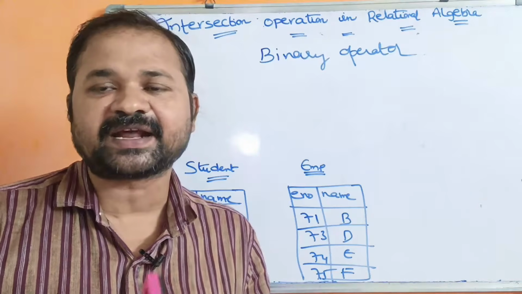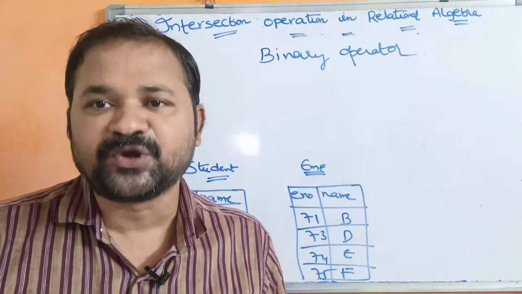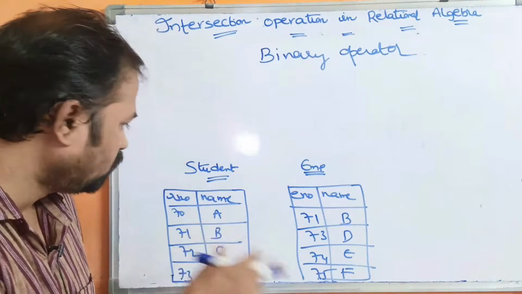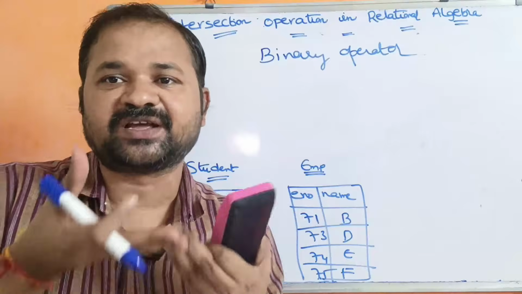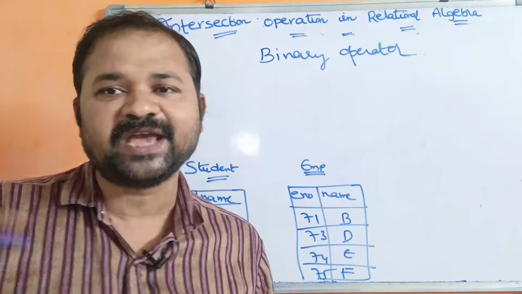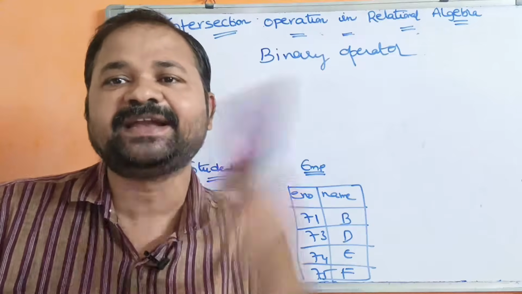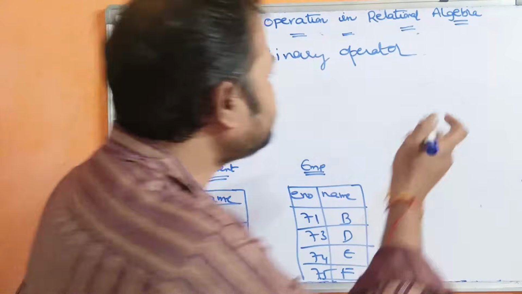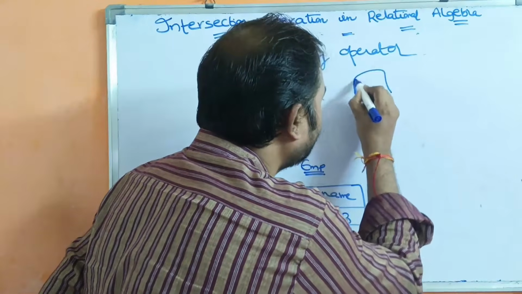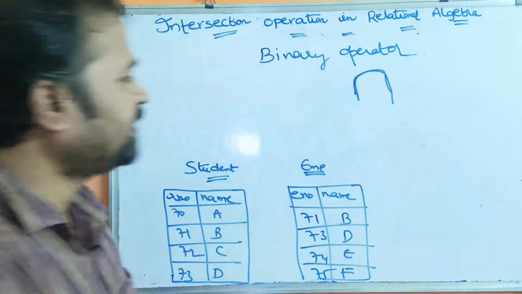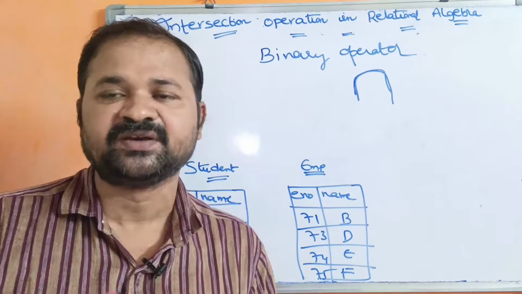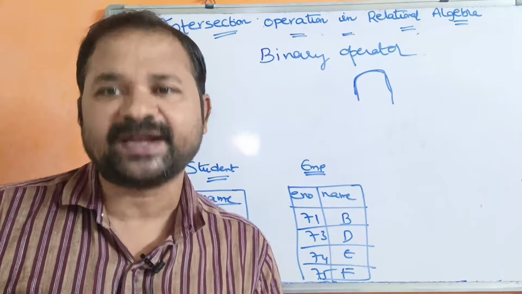The intersection operator returns the common rows present in both the tables. So the common information, the common tuples which are present in both the tables, is returned by the intersection operator. The intersection operator is denoted by this symbol, the reverse of the U symbol. In order to perform the intersection operation, we need to satisfy two conditions.